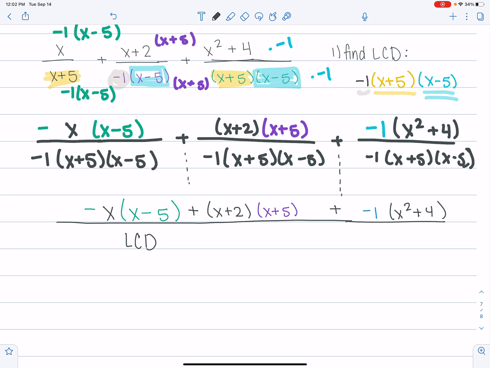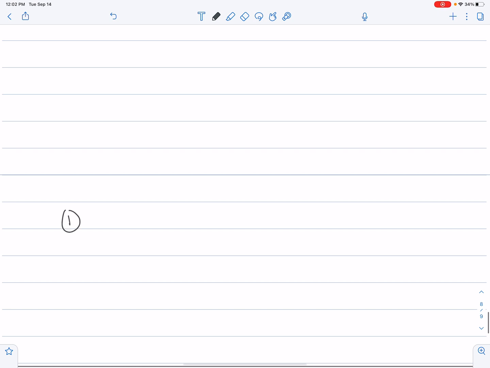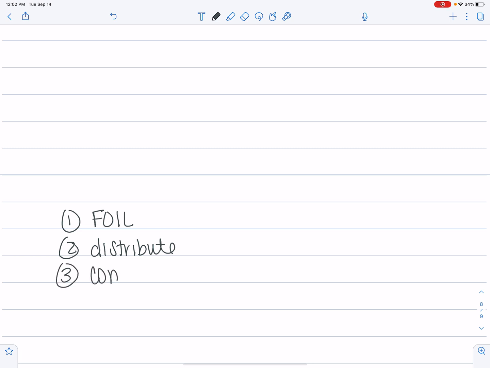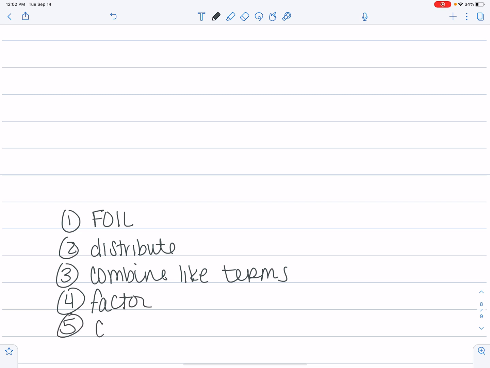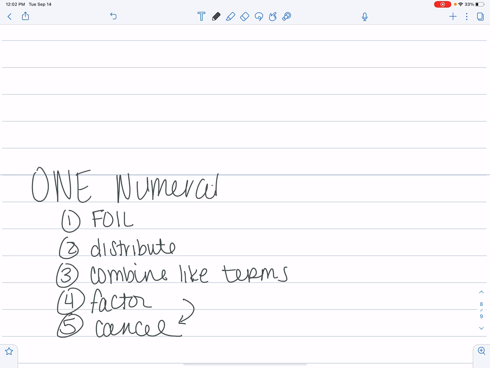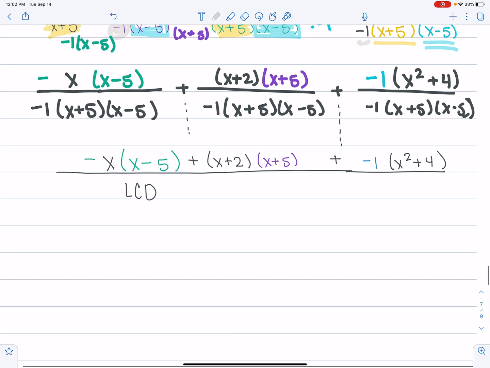Now from here, my steps are going to be, once the fraction is combined into one, I'm going to FOIL if I have that, distribute if I have that, combine like terms, and then factor, cancel. For the most part, if you haven't factored, you can probably not cancel. So these are very dependent on order. For most of the problems we do, if you don't factor, you cannot cancel. So that's going to be my order of events once I've got all one numerator and I'm simplifying. So up here, I've got some things that I can FOIL.